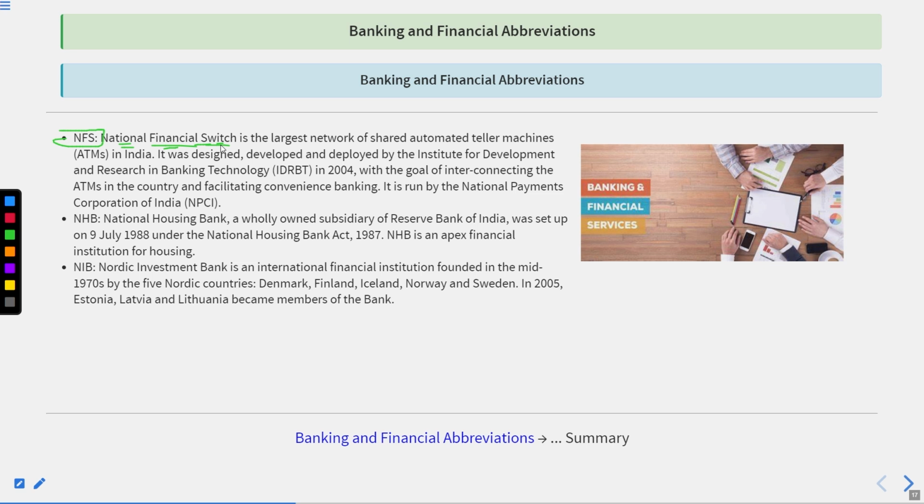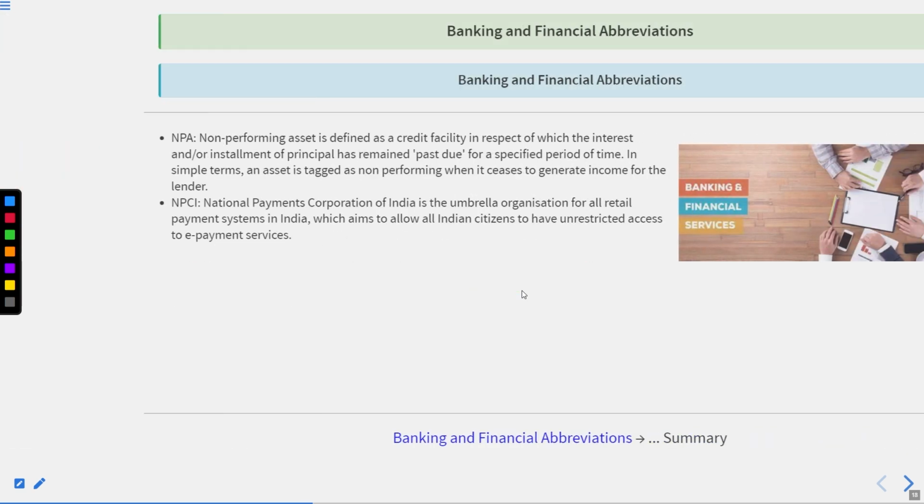Run by the National Payments Corporation of India (NPCI). The NHB, National Housing Bank, a wholly owned subsidiary of the Reserve Bank of India, set up on July 9, 1988 under the National Housing Bank Act 1987. NHB is an apex financial institution for housing loans. NIB, Nordic Investment Bank, an international financial institution founded in the mid 1970s by the 5 Nordic countries: Denmark, Finland, Iceland, Norway, and Sweden. In 2005, Estonia, Latvia, and Lithuania became members of the bank.